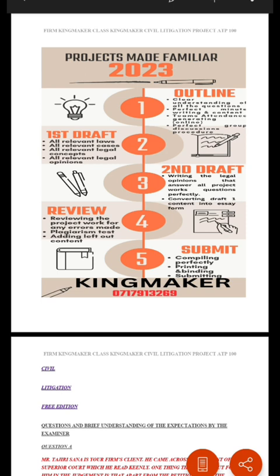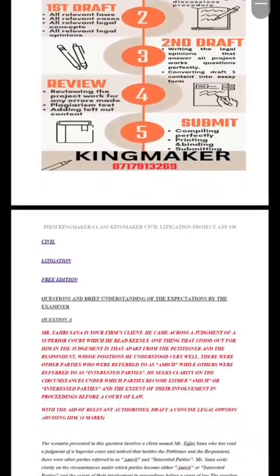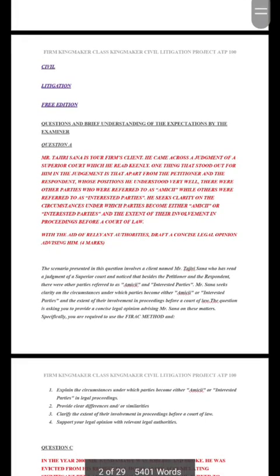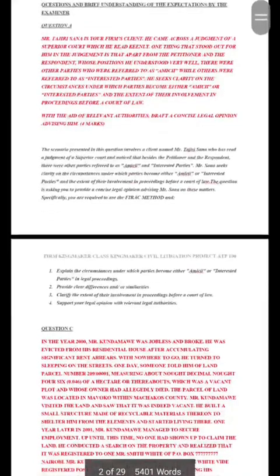Now let's get down to the civil litigation. This is the document that I came up with, answering question A of the civil litigation project work. Let me scroll so that you can see. On this first page, I'm just basically defining the question, what the examiner requires of you. You'll find that in question A, the examiner requires you to write a legal opinion differentiating amici, which is an amicus curiae, and an interested party. So I tell you what you need to do per question.